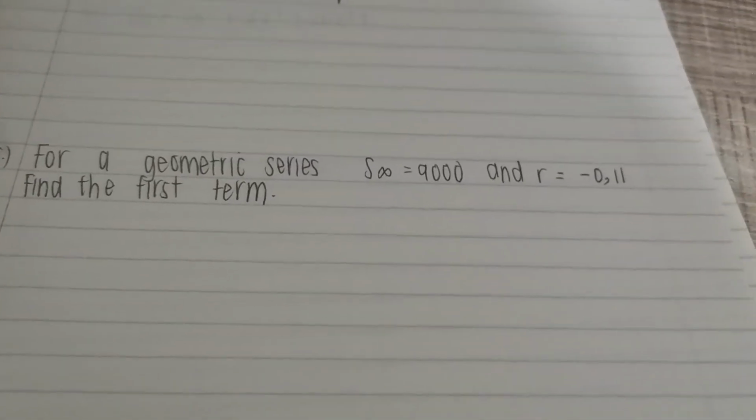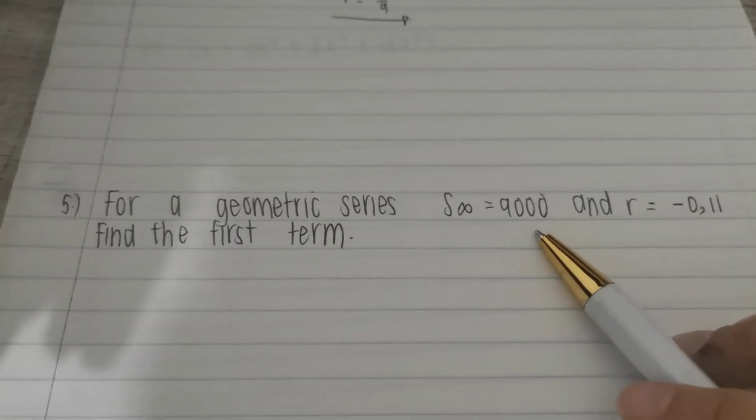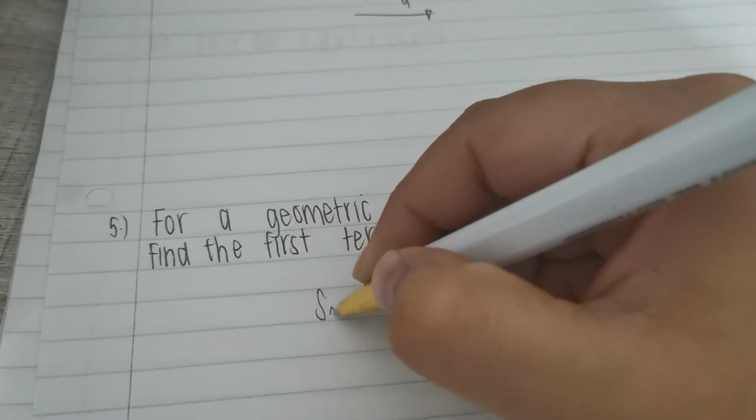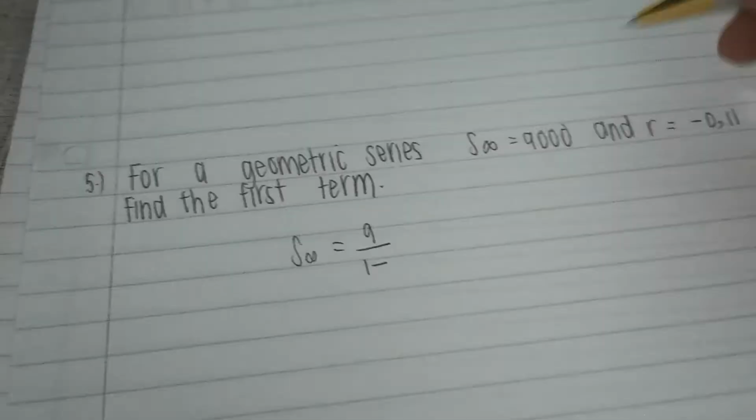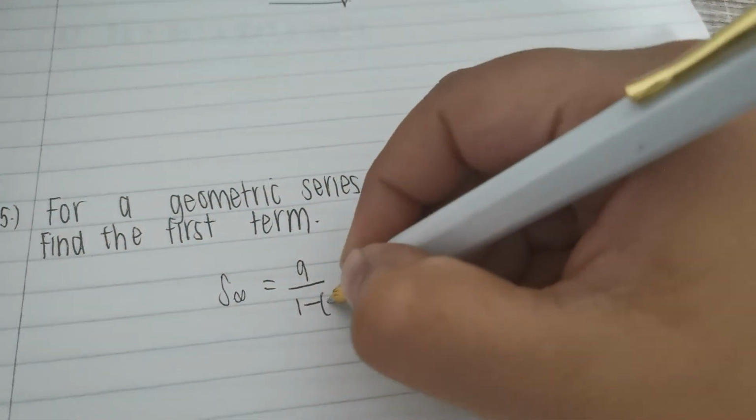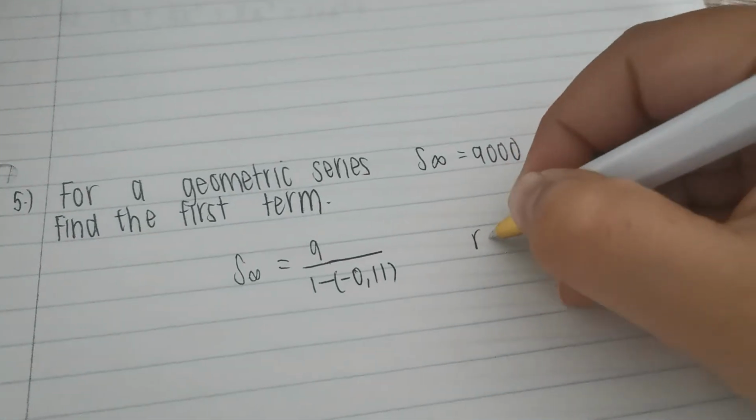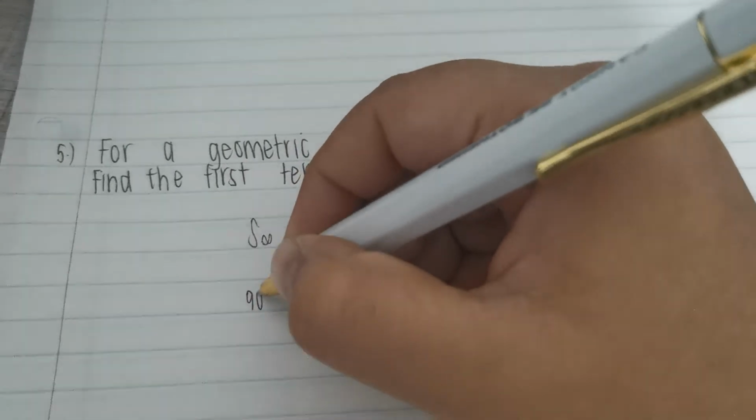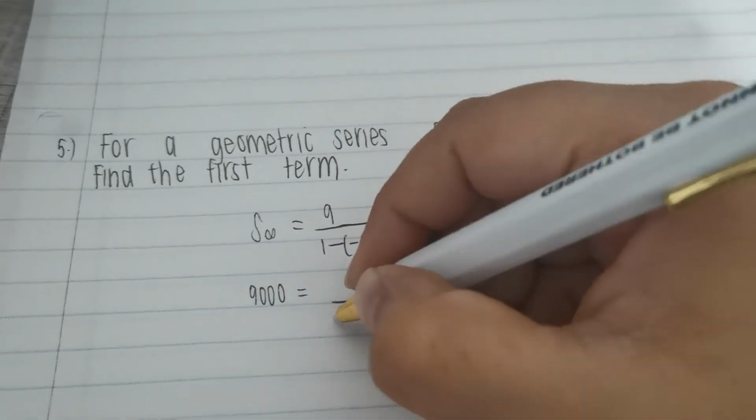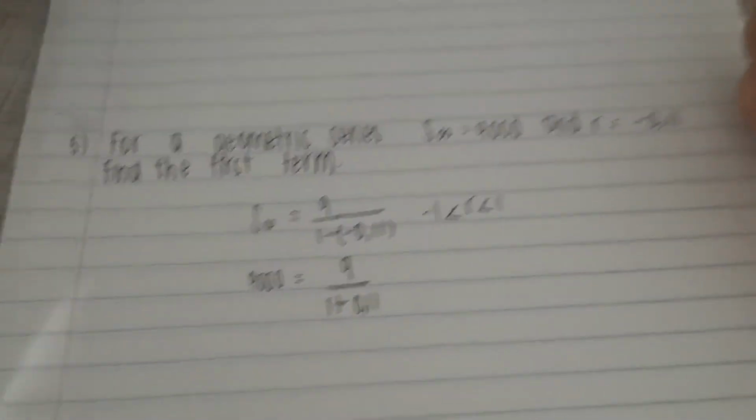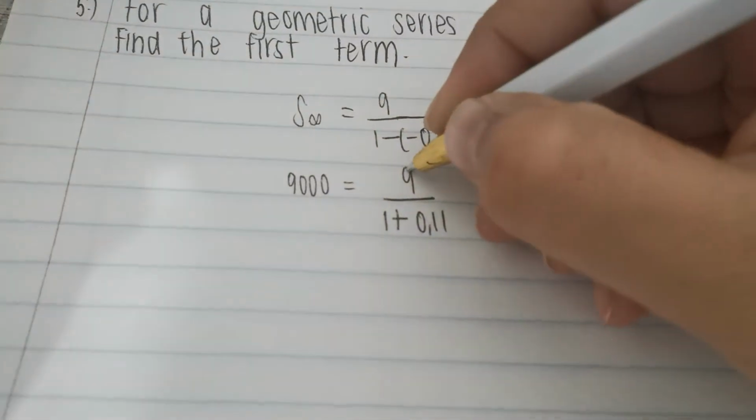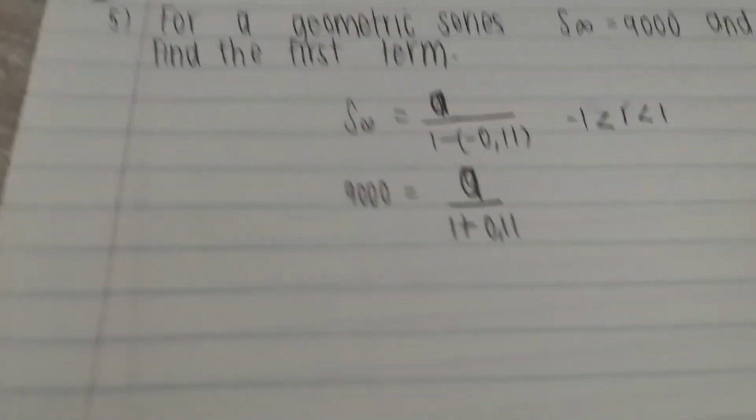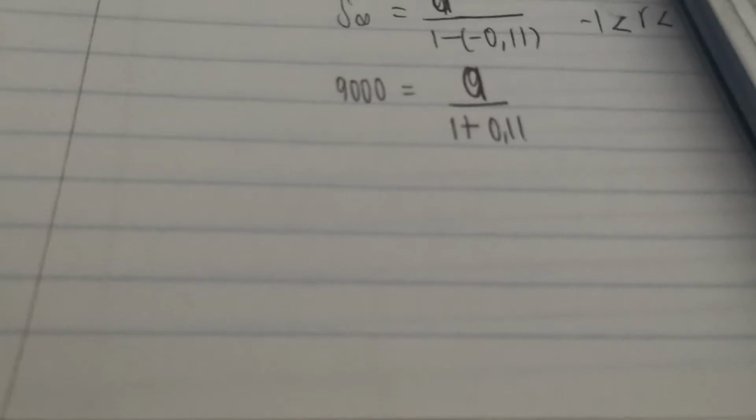Okay, next question. For a geometric series, the sum to infinity is 9,000 and the ratio is negative 0,11. Find the first term. Similar to what we did over there, the sum to infinity is a over 1 minus our ratio. Again, it's negative, so I'm going to put that in a bracket. And this value over here that was given is 9,000. I want to get rid of this denominator so that I can get a on its own. In order to do that, I'm going to multiply both sides by 1 plus 0,11.